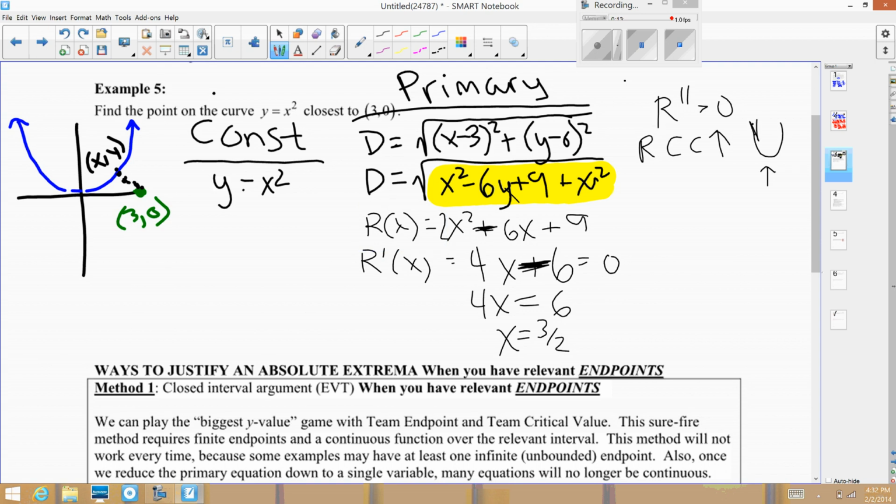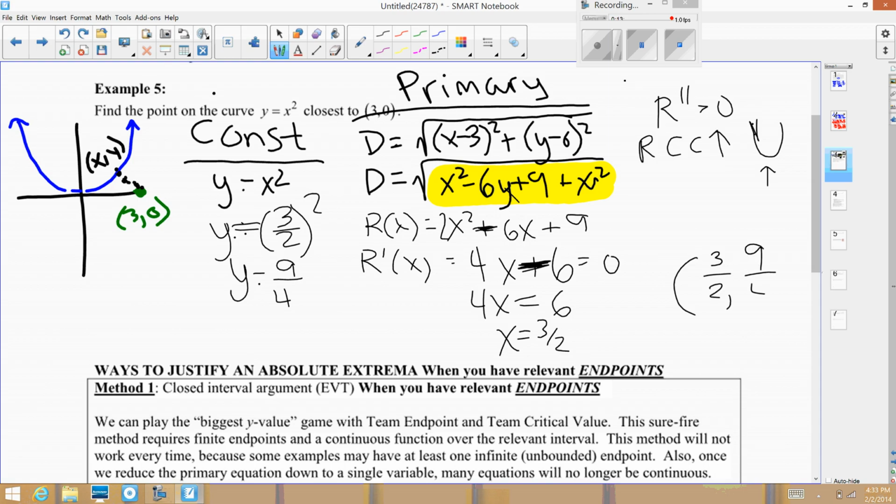All right, so plug this in. Y equals 3/2 squared. So that's 9/4. So the point on the curve closest to that would be (3/2, 9/4). That would be the closest point on that function to (3, 0).